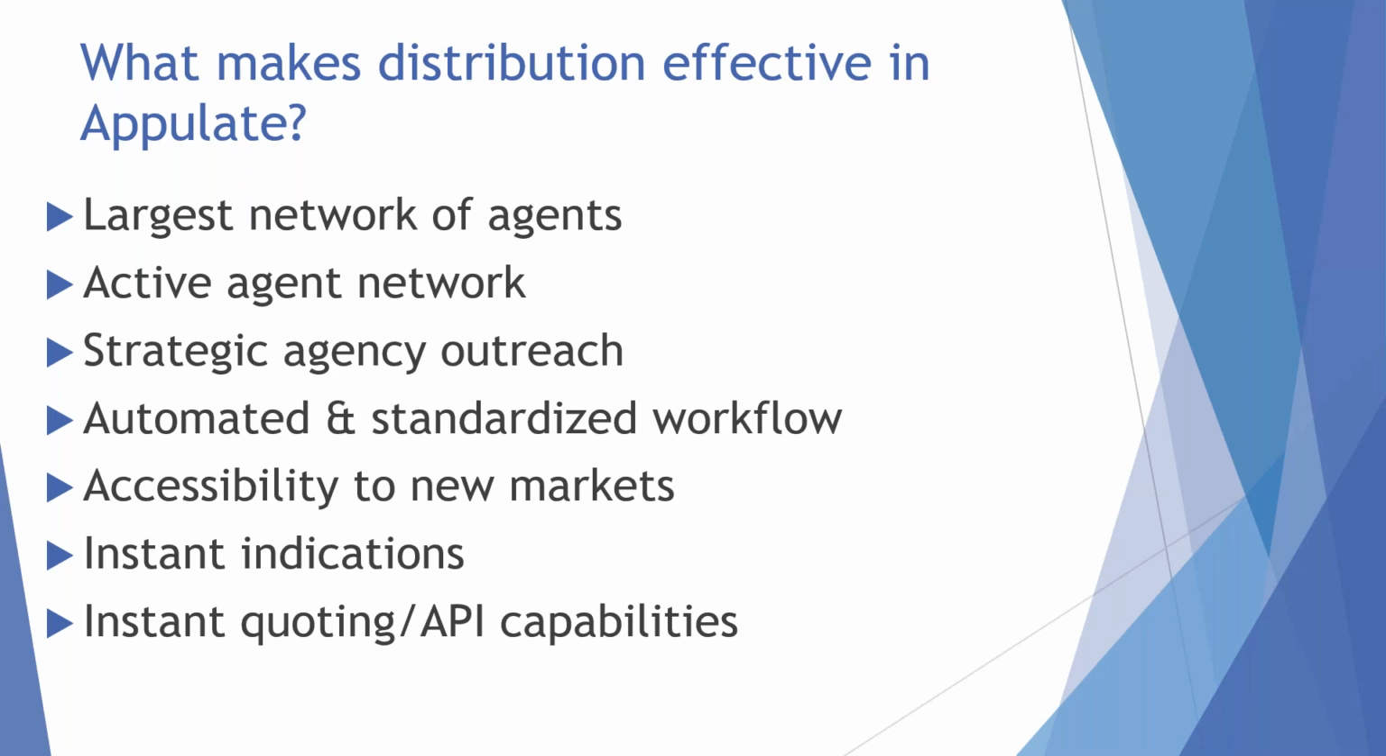But we do have a very active agent network too. To give you an idea, out of all of those agents, there are about 5 different ways that an agent can subscribe to hear information about Appulate, whether it's tech updates, new features, et cetera. One of them is to hear from our partners, to be able to hear about new products and programs on our platform.